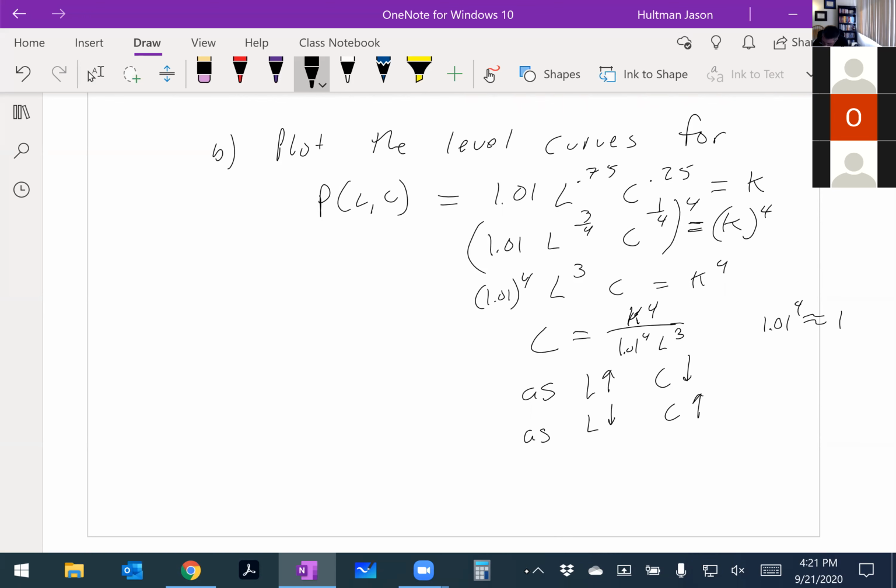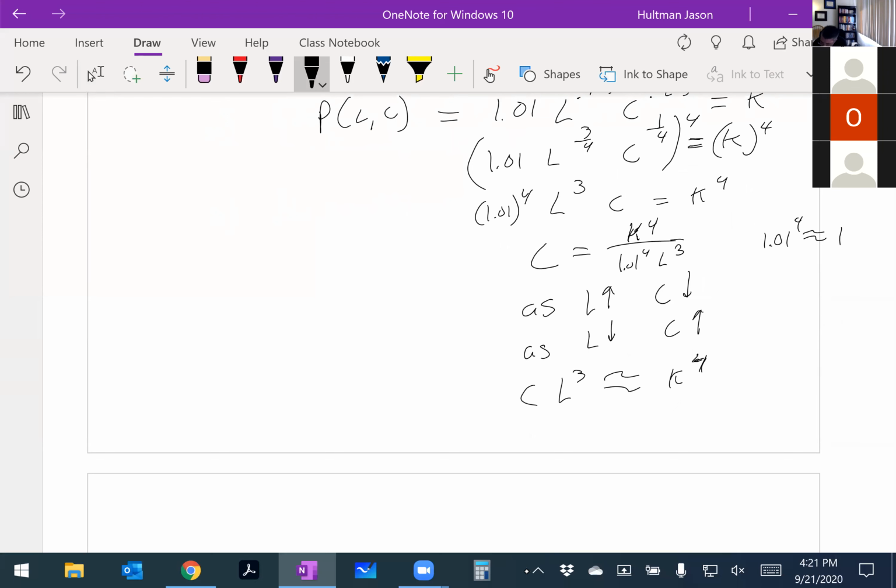Okay? And so I can basically say that we roughly have C times L cubed is approximately K to the fourth power, right? Okay, it's approximately, not equal, because 1.01 to the fourth power is like 1.04. Okay, it's close. And so I'm going to approximate this to say, hey, well, I've got 1 of these guys and I've got 3 of these guys equals 4 of these guys.